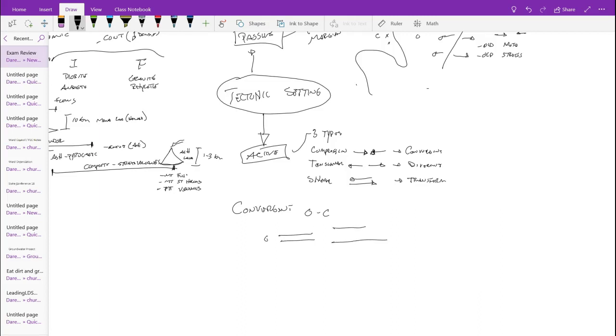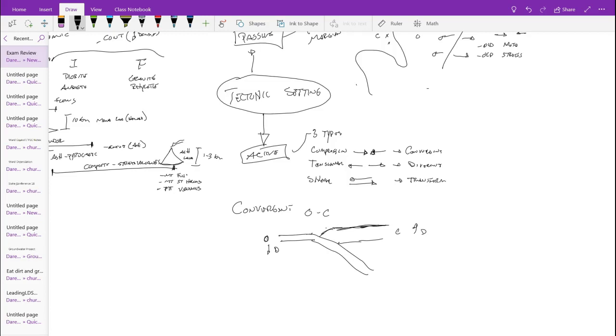The oceanic crust is going to have a lower density. I'm just going to do D for density. And the continental crust here is going to have a higher density. Because of that, your oceanic crust is going to subduct down below our continental crust right here. It's probably not the best drawing there. The oceanic crust is going to go down, and the continental crust is going to stay up on top because of the different densities.